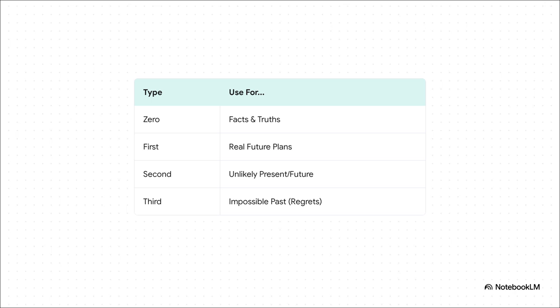0 is for facts and truths. First is for real future plans. Second is for unlikely situations or daydreams. And third is for looking back at the past, often with regret. Think of this as your quick guide for picking the perfect tool for whatever you want to say.